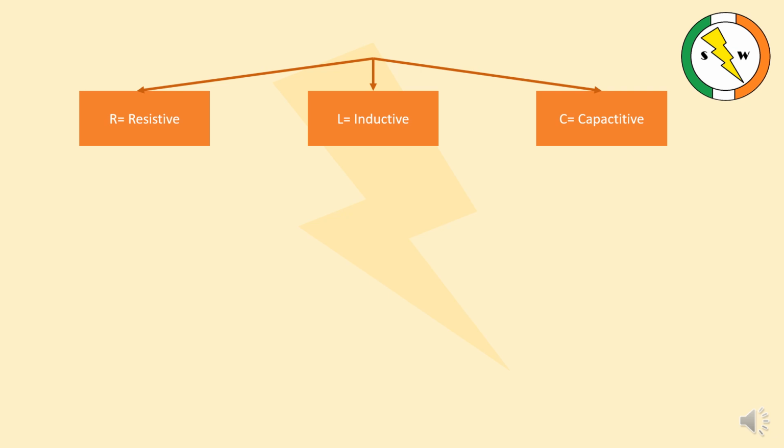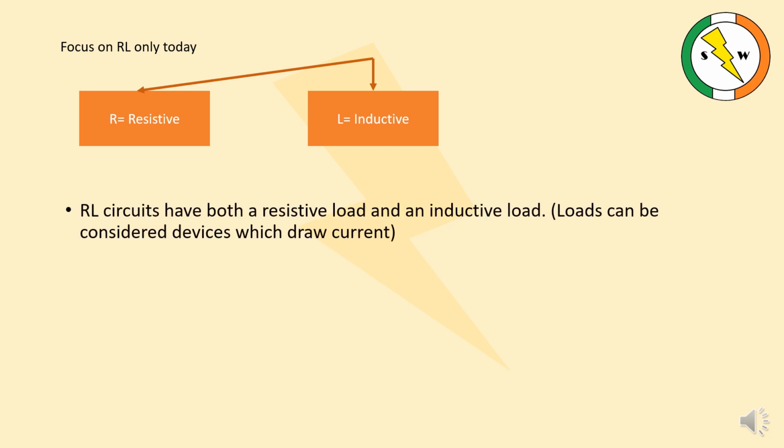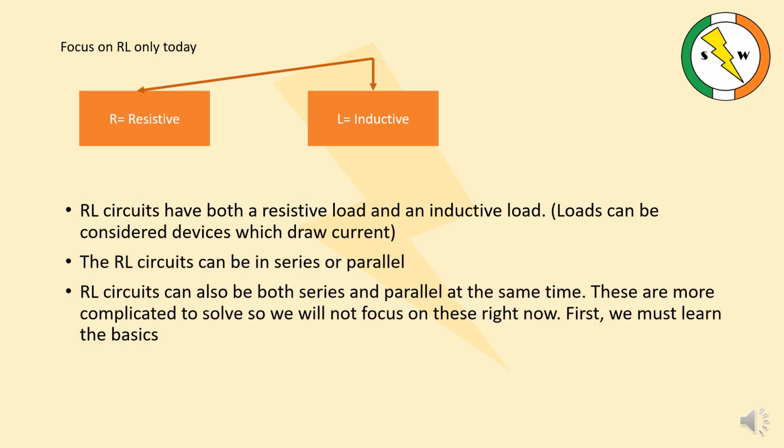Today we will focus on the resistive and inductive parts only, which is the RL circuit, without any capacitors, and learn how to answer questions asked in your exam. RL circuits have both a resistive load and an inductive load. Loads can be considered devices which draw current. The RL circuits can be in series or parallel, both series and parallel.